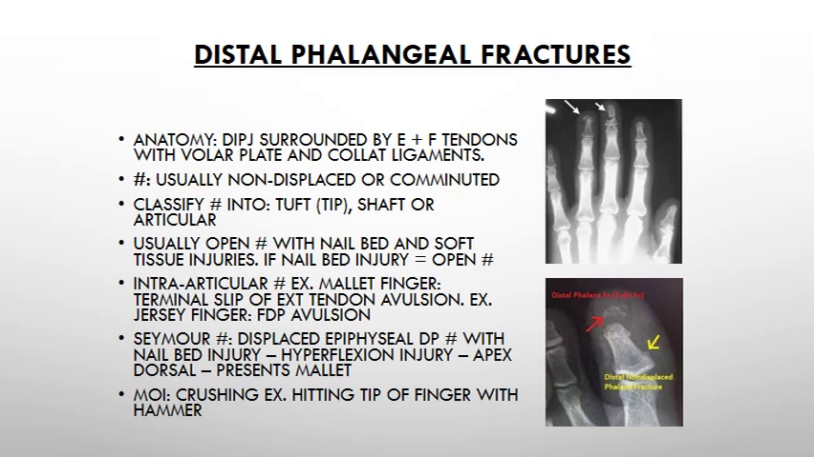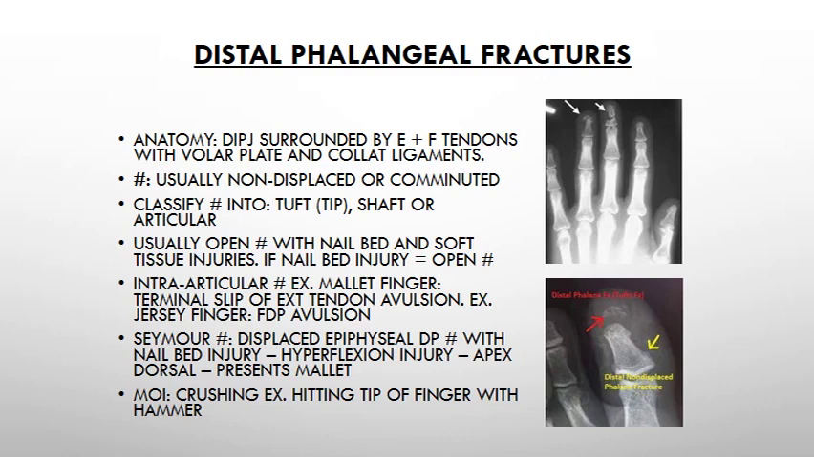Fractures here are usually non-displaced or comminuted. To classify these fractures, they can either be a tip or a tuft fracture, shaft or articular fracture. It's usually open when there's a nail bed injury and surrounding soft tissue injuries. So if you see that there's a nail bed injury, then it is considered open and requires operative management.